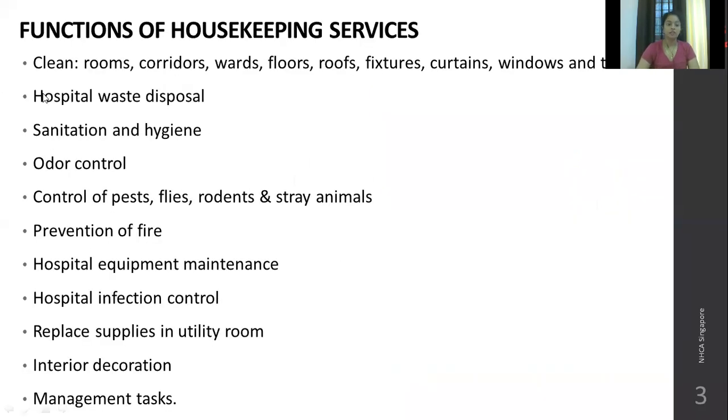The functions of the housekeeping services include cleaning the rooms, corridors, wards, floors, roofs, fixtures, curtains, windows, and toilets. Hospital waste disposal, involvement in biomedical waste management, sanitation and basic hygiene of the public areas, odor control, control of pests, flies, rodents, and stray animals, prevention of fire, being thorough and well trained in safety hazards and fire safety, hospital equipment maintenance, hospital infection control, replacing the supplies in the utility room as and when required, and interior decoration. The ambience and interior decor of the hospital should be maintained, and they perform all the management tasks.